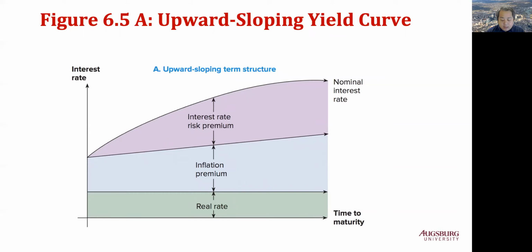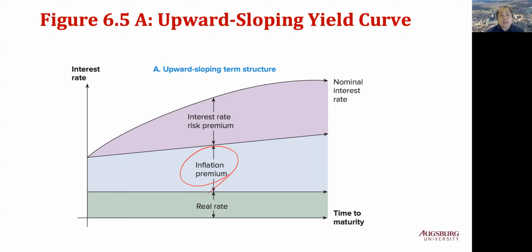Second one is the inflation premium. It is determined by the prospects of future inflation. If an investor expects higher inflation in the future, a higher nominal rate will be required.